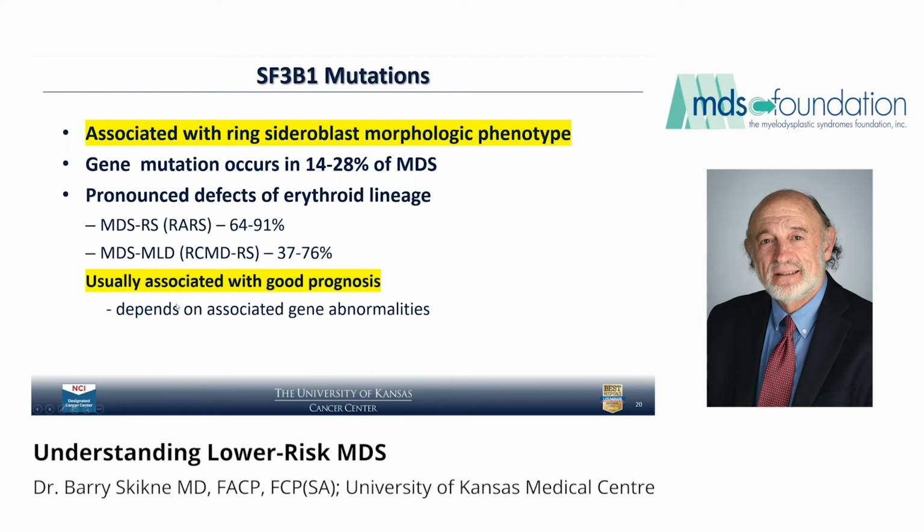However, when one has this, especially if it's the only mutation, it usually has a very good prognosis. It tells us, hey, this MDS prognosis is good. But they are also often associated with other gene abnormalities as well, and depending on the other gene abnormalities, that may give us an idea whether this is really still going to be associated with a good prognosis or not.